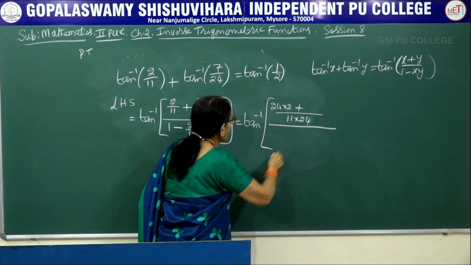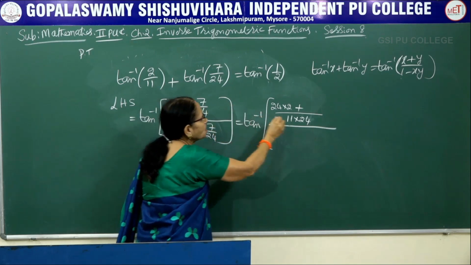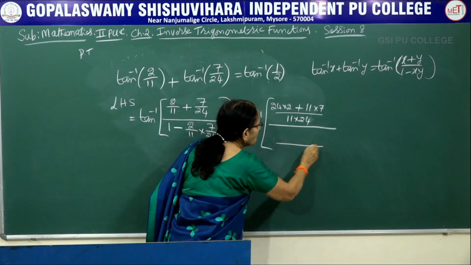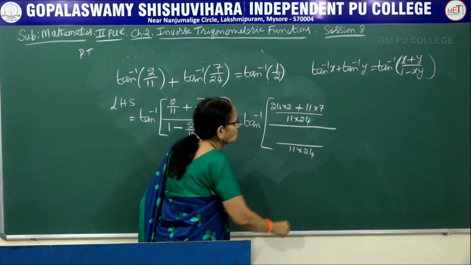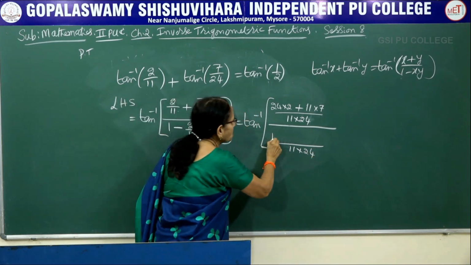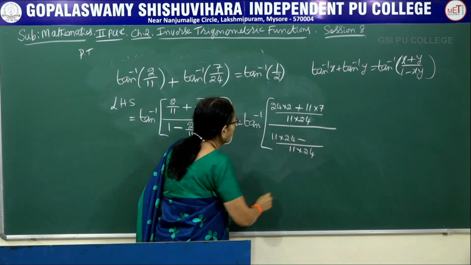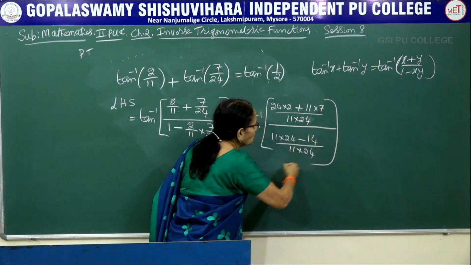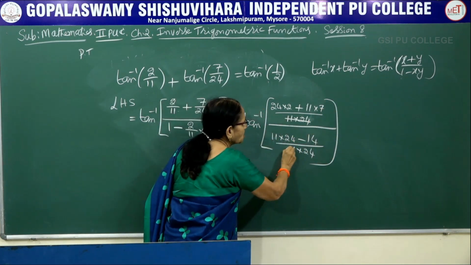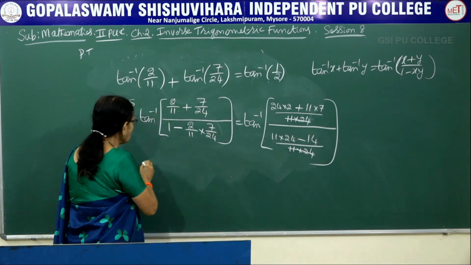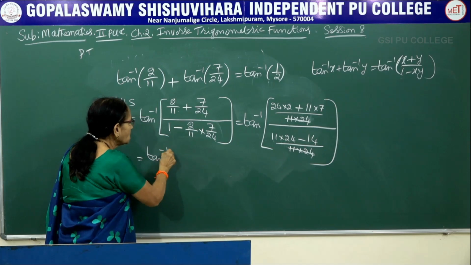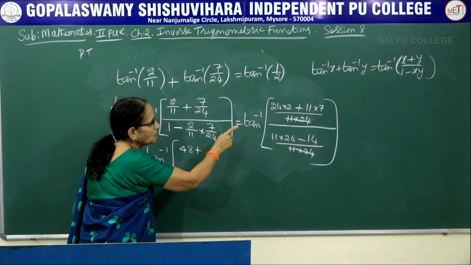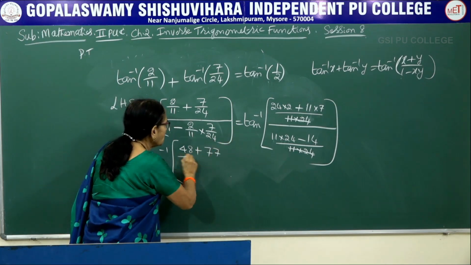plus 11 into 7. Now come to the denominator. There also the LCM is 11 into 24. 1 is there, so that number remains the same. 11 into 24 minus 2 sevens, that is 14. Now first you do the cancellation. 11 into 24, let me do the cancellation and simplify the remaining terms here. 24 twos are 48, plus 11 sevens are 77.